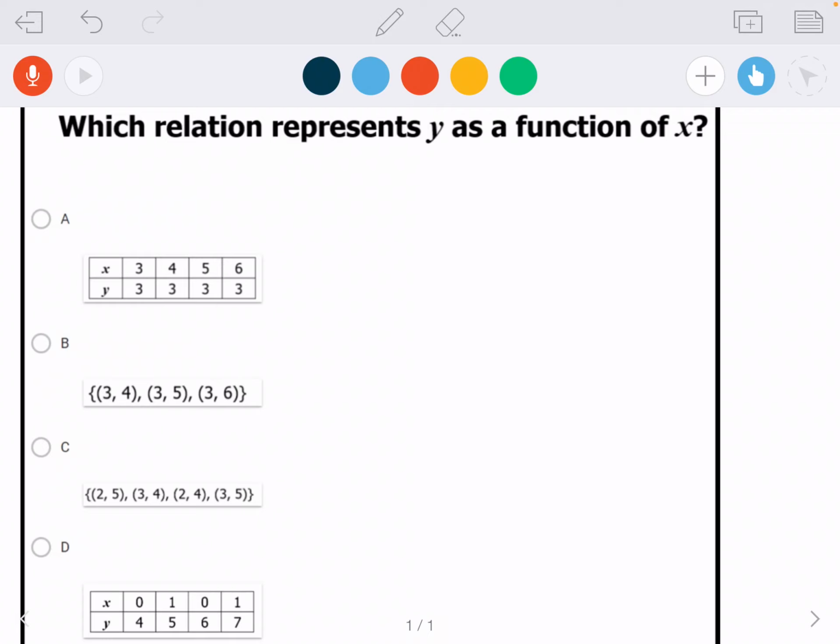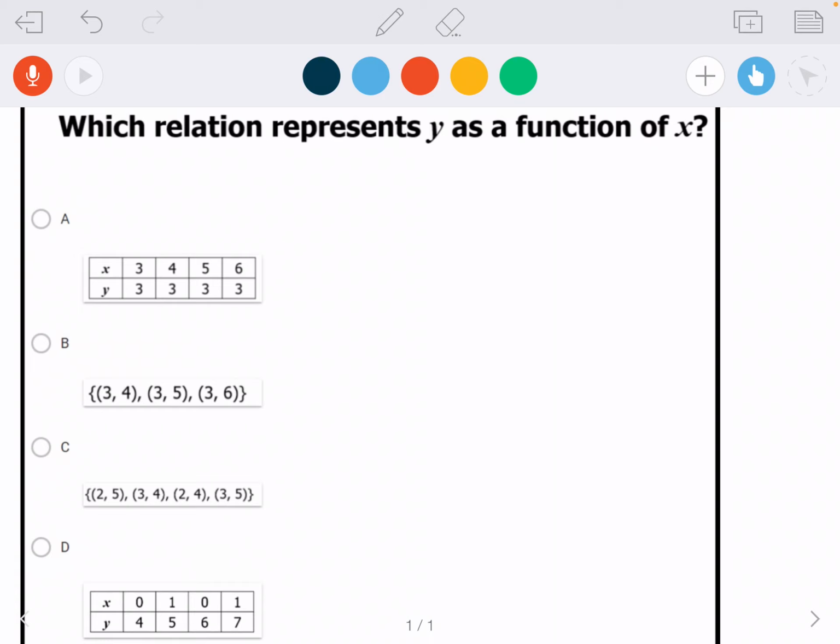So which relation represents y as a function of x? This question is talking about functions. Functions versus relations. Relations and functions are a set of ordered pairs. Every set of ordered pairs is a relation, but some sets of ordered pairs are functions.